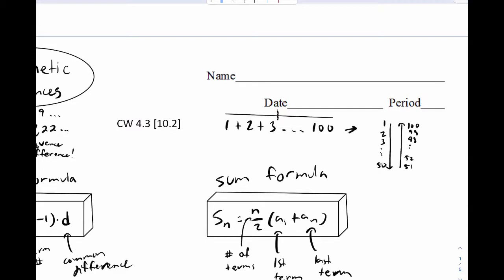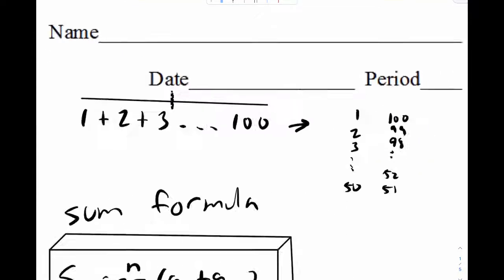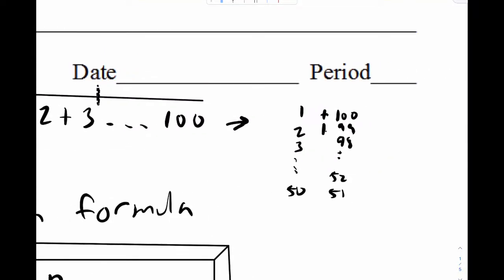So imagine this line of numbers now broken up. Here's half of it, here's the other half. Now I'm going to get rid of these lines here and put them a little closer. Now notice something interesting happening when I put a plus here. They all equal the same number. They're all 101.